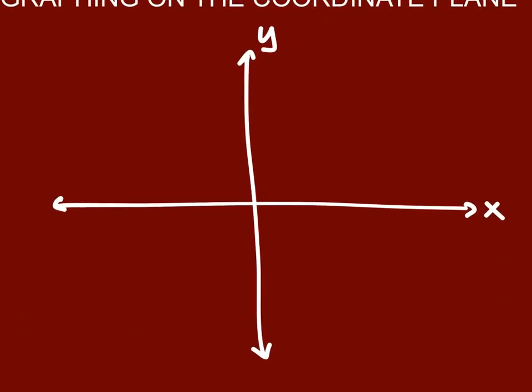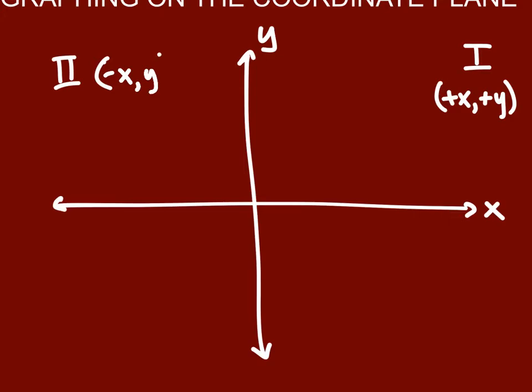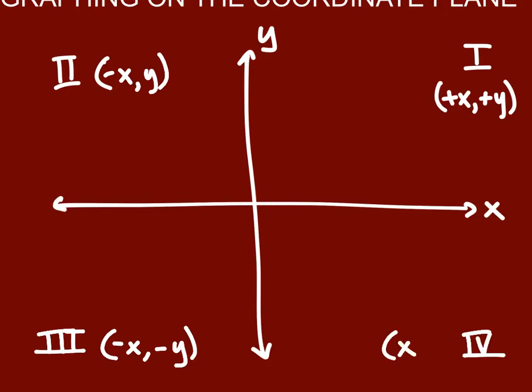Now our graph is comprised of four different quadrants. Quadrant one is my top right quadrant, and that's when I have a positive x value and a positive y value. Over in quadrant 2, this is where we have a negative x value and a positive y value. In quadrant 3, down here, I have a negative x value and a negative y value. And last, we have quadrant 4. This is where I have a positive x value and a negative y value.